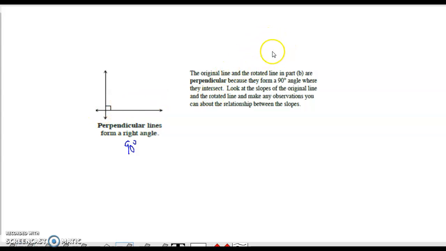So the original line and the rotated line in part B are perpendicular because they form a 90-degree angle where they intersect. So we look at the slopes of the original line and the rotated line, and make observations we can about those relationships. So again, the most important piece to copy down would be this piece right here. So maybe this picture and then this little sentence right here.